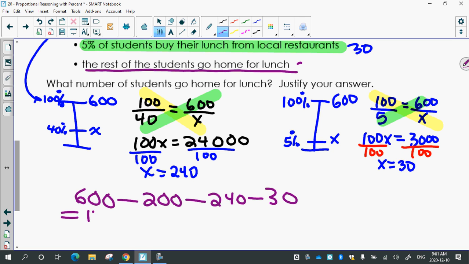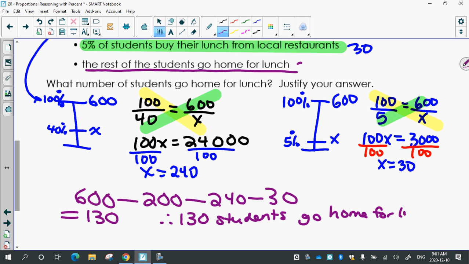Awesome, thanks, Claire. So therefore, 130 students go home for lunch. So in a question like that, you just have to read the clues really carefully. Because sometimes it's based on the total, and then sometimes you're subtracting as you go. It depends on how they word the question. All right, awesome.